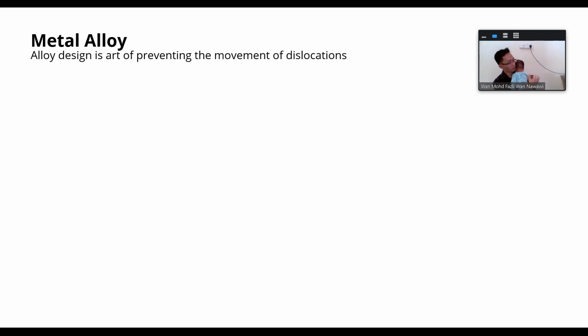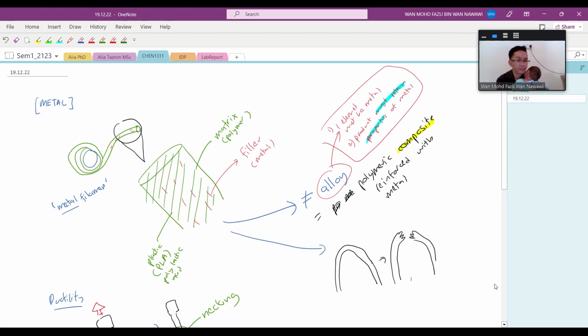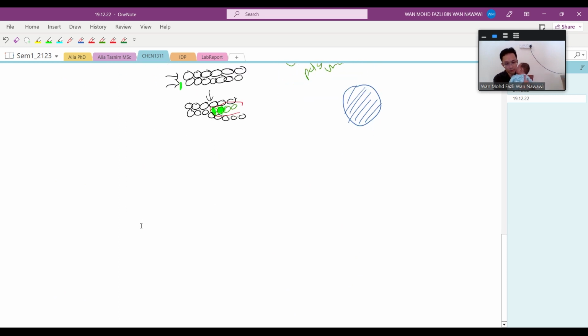We know that most of the metal that you see in your daily life is not pure metal but rather alloy. So we will dig further into metal alloys, because this is more useful than talking about pure metal. Pure metals you learn about in the periodic table, the elements in the periodic table. What you see in your daily life nowadays is mostly metal alloy. So an alloy is basically an art of preventing the movement of dislocations. The idea of an alloy is basically like this. Let's say I have this atom of iron. Let's say I have this iron.